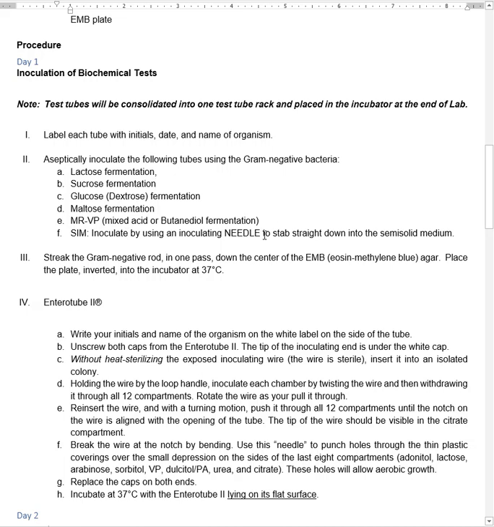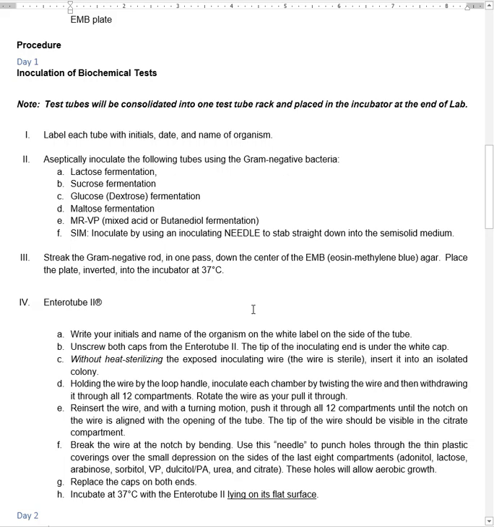The SIM is one of the ones where we don't use a loop. We actually use a needle. We stab it straight down. We're looking for 3 things. We're looking for sulfur, which is going to be in the form of black granules or even blackness in the agar itself. We're looking for motility. That's what the M is standing for.